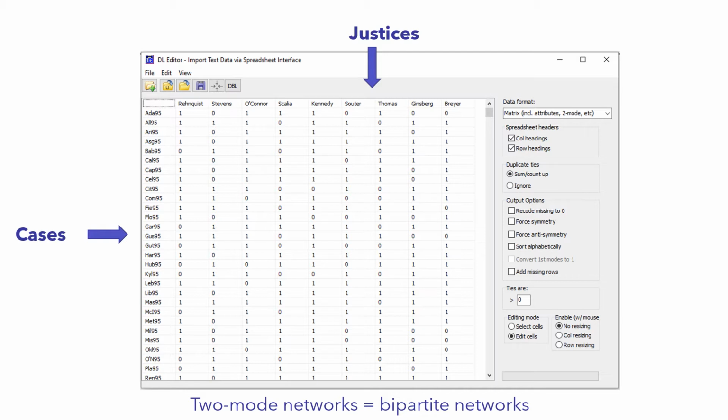What you see on the screen is a dataset of the Supreme Court decisions in the Rehnquist Court. The Rehnquist Court was the Supreme Court of the United States from 1986 to 2005, when William Rehnquist served as the Chief Justice of the United States. In the network matrix you see on the screen, we have two types of nodes. Each column represents a justice. We have 9 justices represented in columns. Each row represents a case. So we have two types of nodes, justices and cases. Let's call this matrix the justice by case matrix.